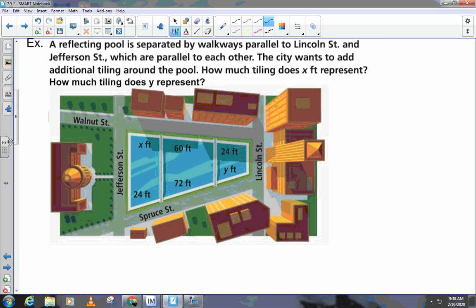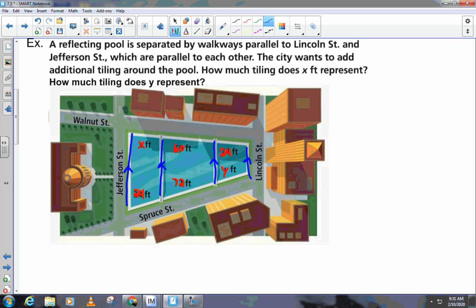It's a little bit hard to see. I'm going to rewrite these numbers. This is X. This is 60, 24, Y, 72, and 24. All right. It says a reflecting pool is separated by walkways parallel to Lincoln Street and Jefferson Street, which are parallel to each other. Okay, so basically, we've got these 4 lines here, and they are all parallel. Okay. The city wants to add additional tiling around the pool. How much tiling does X feet represent? How much tiling does Y represent?